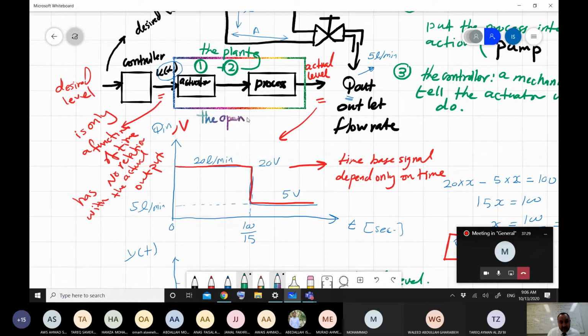The open loop. Why open loop? Because the control signal is a function of time and has no relation with the actual output, which means that if the output changes, the control signal will not change. The control signal is already predefined. Yes, this signal is predefined.